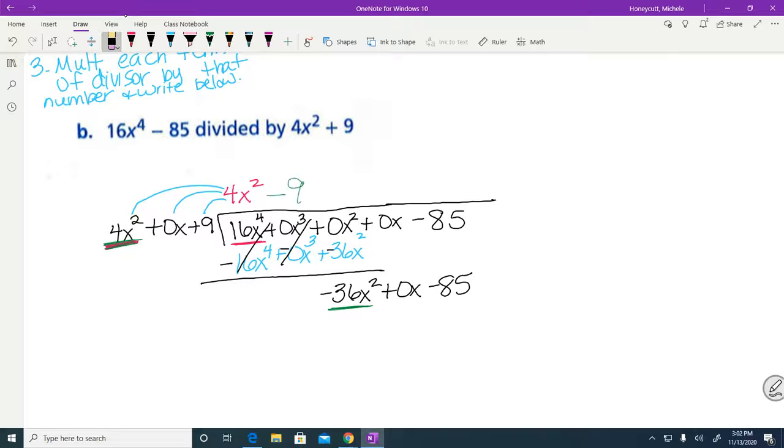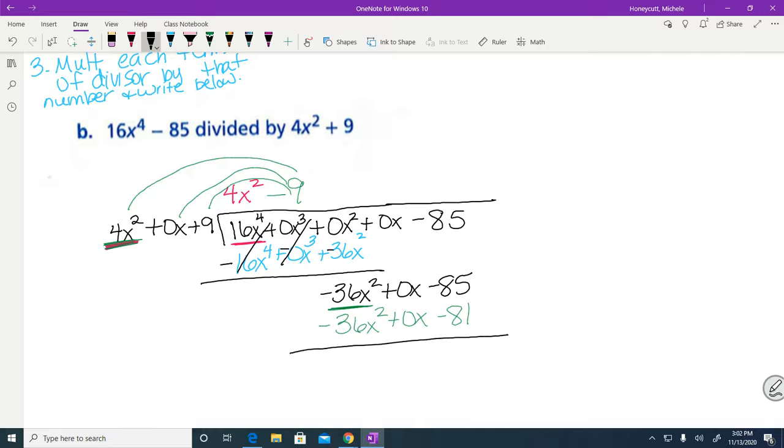So then, I need to erase these distribution marks. Negative 9 times 4x squared is negative 36x squared. Negative 9 times 0x is plus another 0x. And negative 9 times 9 is negative 81. So draw your line and subtract. So change all the signs. Negative 36 plus 36 cancels, and then this should always cancel. That first term should always cancel. 0 plus 0 cancels. Negative 85 plus 81 is negative 4, so my remainder is negative 4.